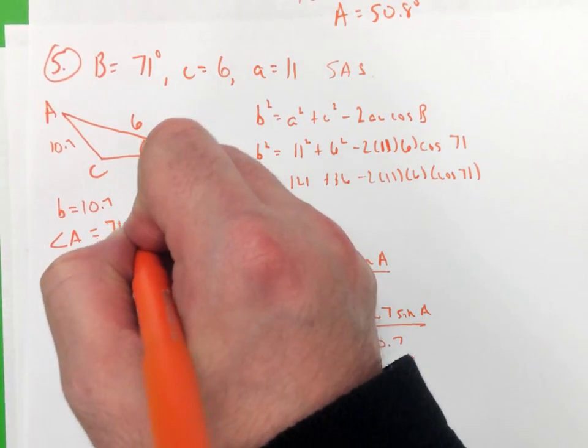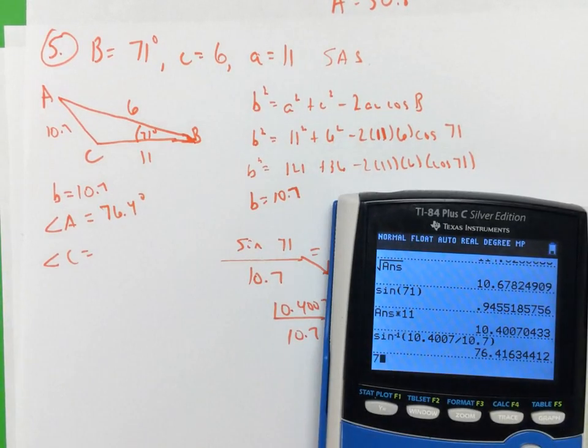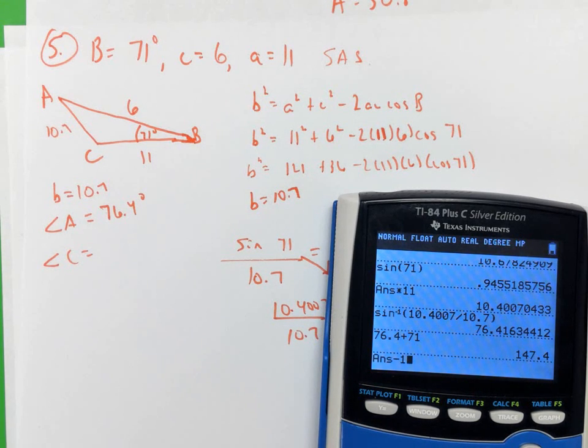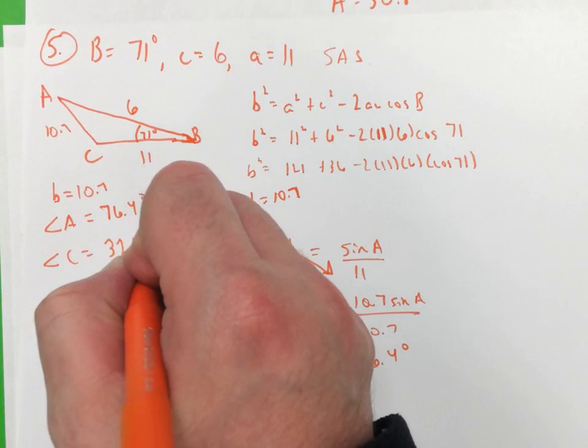Well, guys, if you know angle A and you know angle B, you can find angle C by saying 76.4 plus 71. Subtract it from 180, and it's 32.6. You know it's 32.6 degrees.